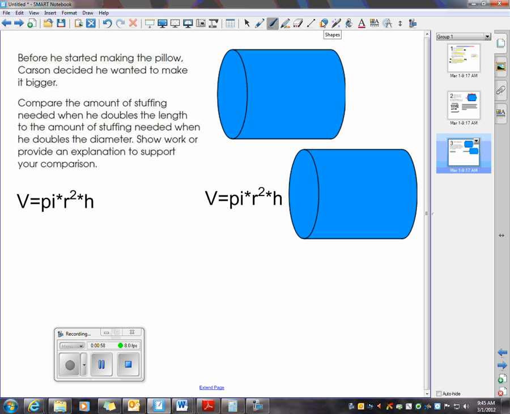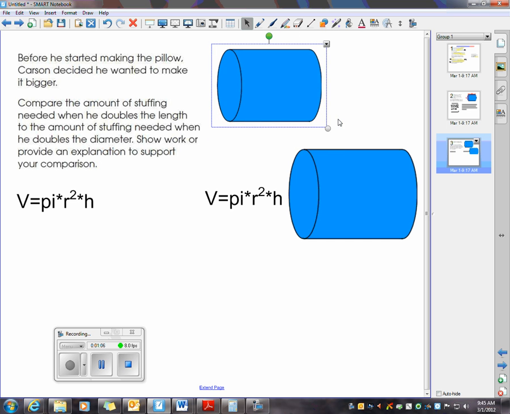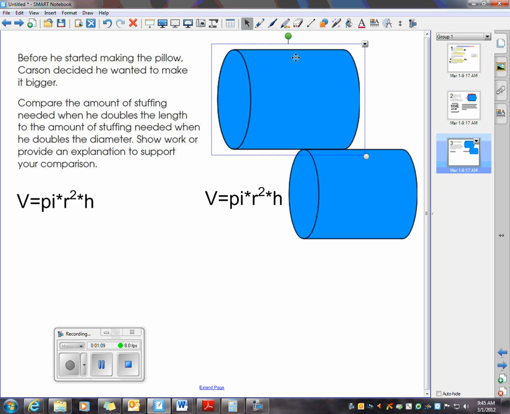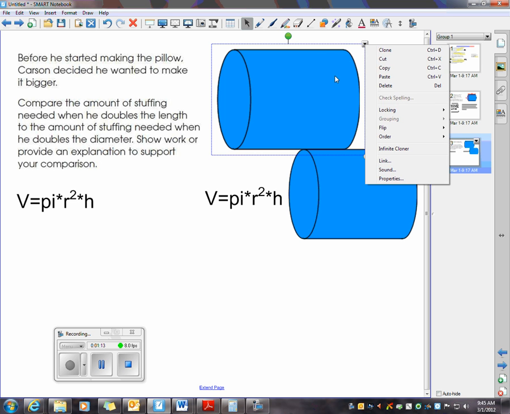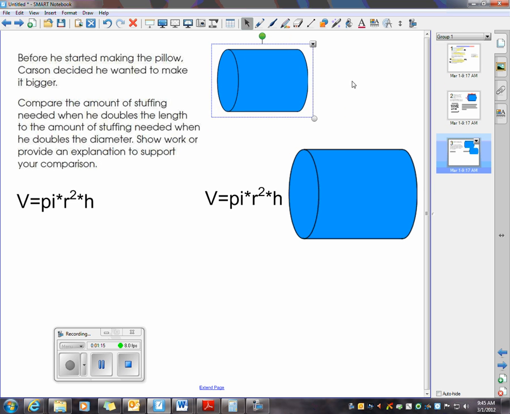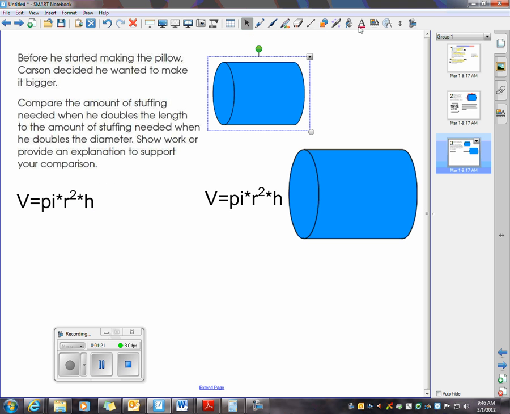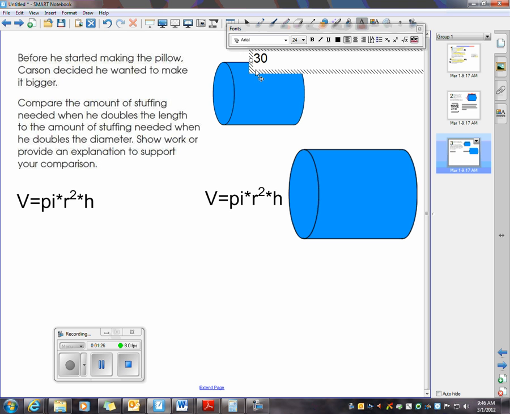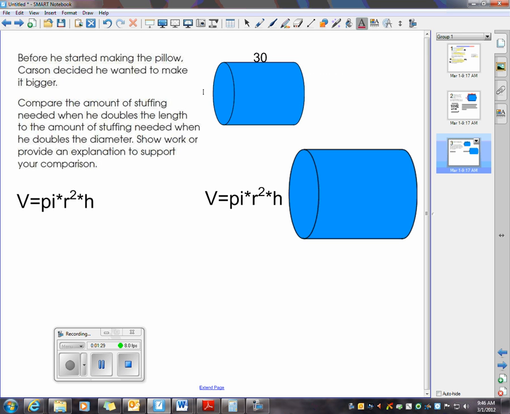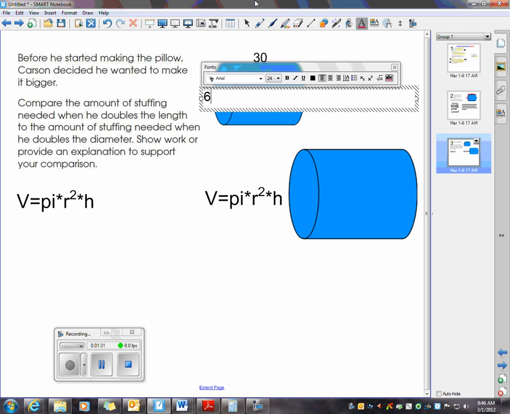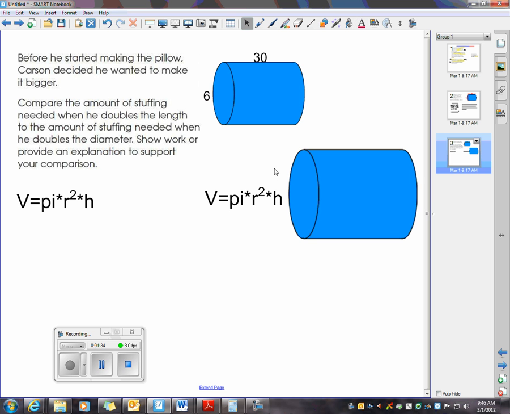So if I double the length of this pillow, the length turns into double the length. Not sure if it'll let me free the aspect ratio or not. Well, okay, so I guess it won't. But I do need to double the length. So if I double the length, originally it was 15, now it is 30 units. So this is 30 because 15 times 2 is 30. My diameter is still 6 units. So my radius is still 3 units. So this is my second pillow.